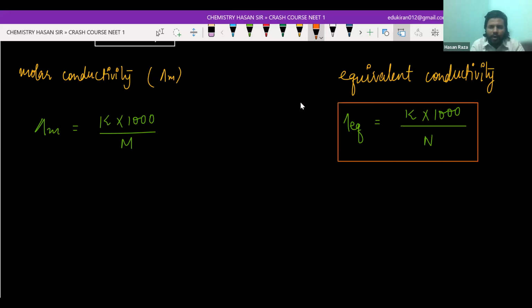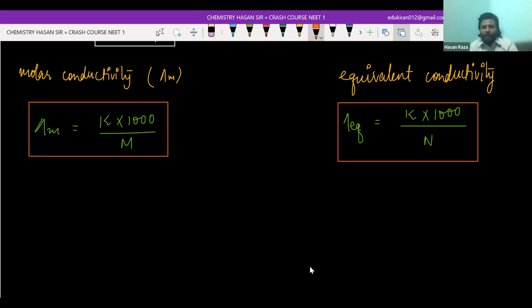So these are some formulas on which direct questions have been asked in your NEET. I'm going to share some questions. Please do let me know when you are done with this.